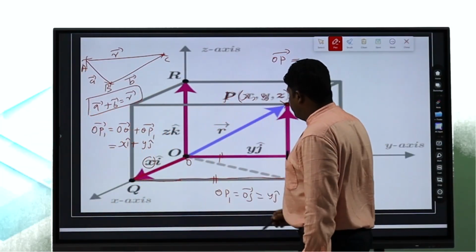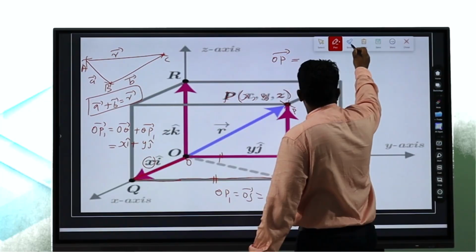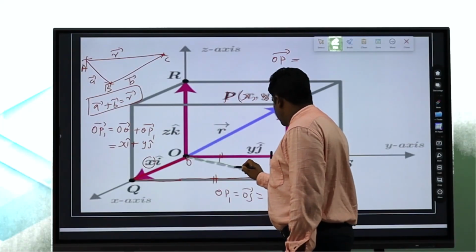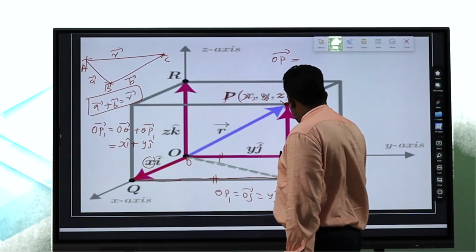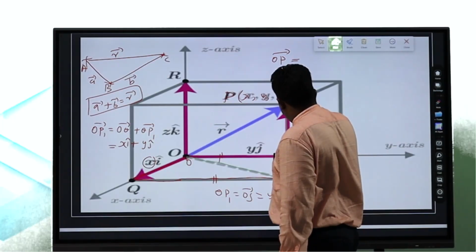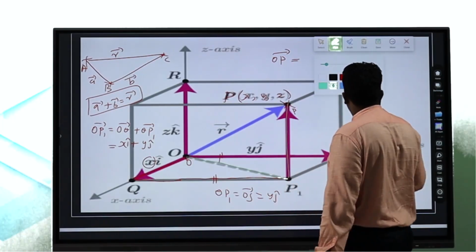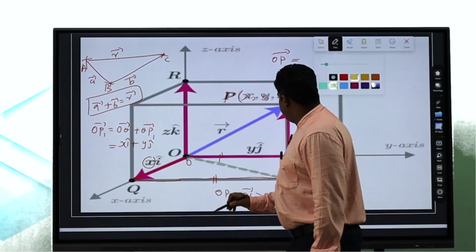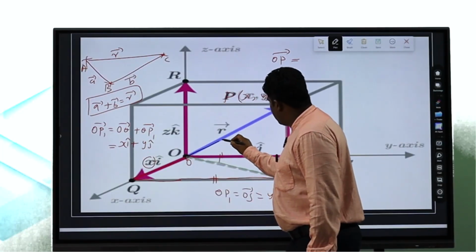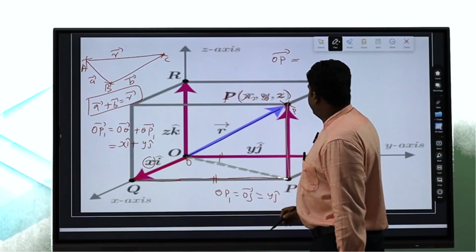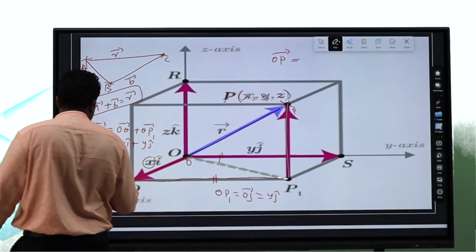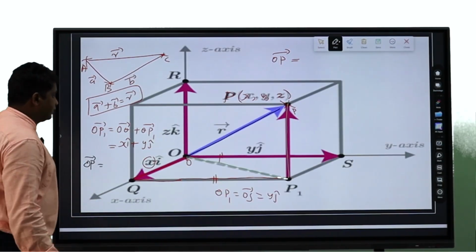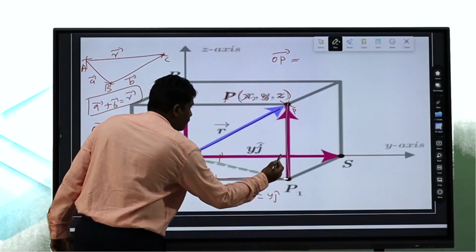Then let a person move from O to P1 and P1 to P. Then what is the actual displacement? The actual displacement is from O to P. Then we can write OP vector is equal to OP1 plus P1P.